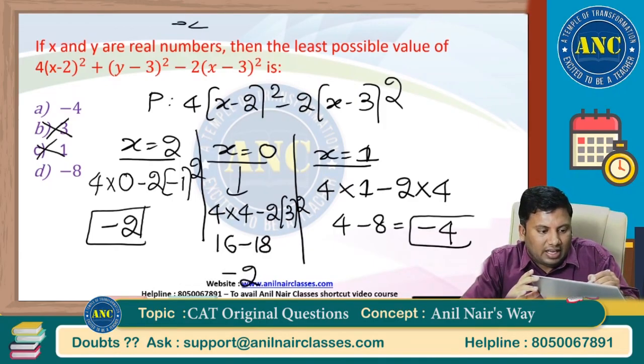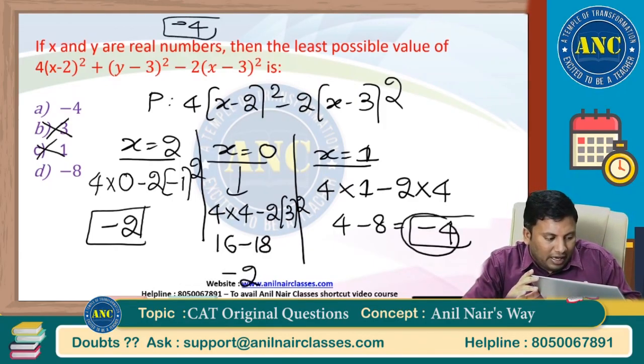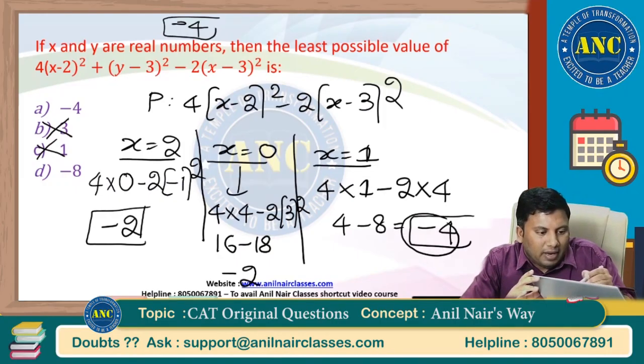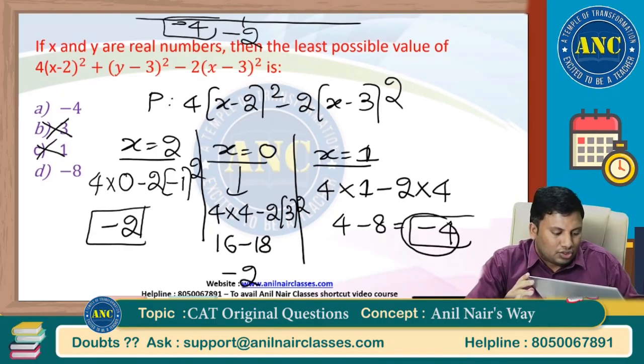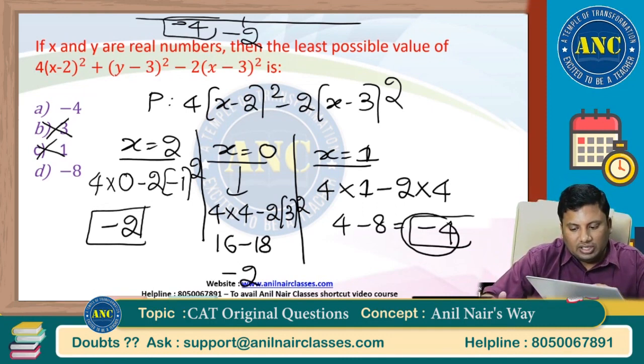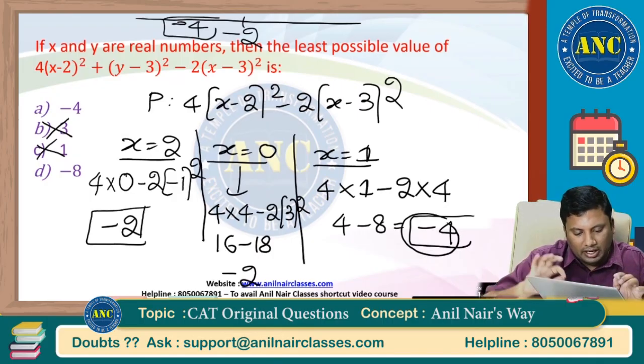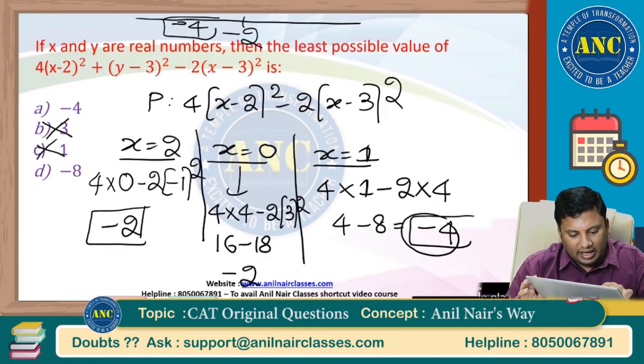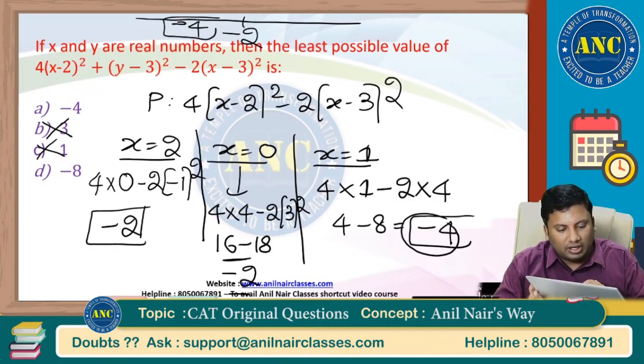See here, if I keep minus 1, if I keep minus 4, can I say minus 2 on a number line? Minus 2 is to the right hand side of minus 4, right? I hope it is clear. x is 2, 2 minus 3 square, minus 1 square, which is nothing but minus 2. Here it is x equivalent to 0. 0 is 4 into 4, 16 minus 18, minus 2. x equivalent to 1, 4 minus 8, which is nothing but minus 4.